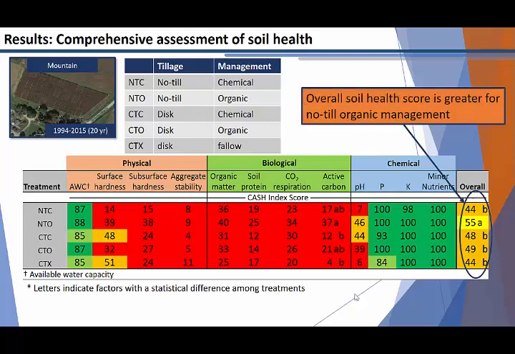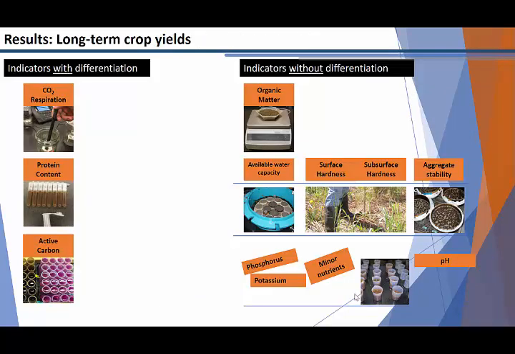No, that's the only treatment, no-till organic. When we look back at all the data, the only indicators with differentiation are CO2 respiration, protein content, and active carbon. Now, for those of you who aren't familiar with those measurements, it's not something a standard soil lab would do. So you wouldn't typically see these measurements just hanging around at a soil lab for them to process them and see what's going on.